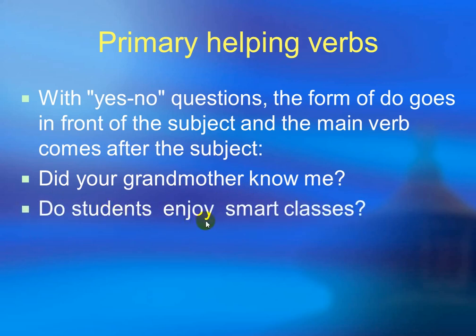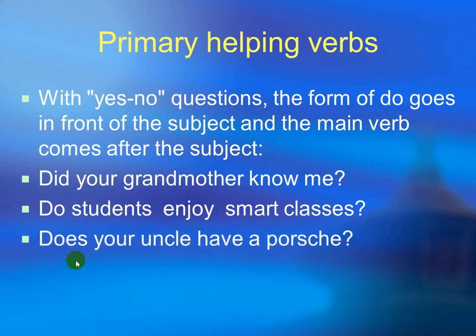Do students enjoy smart classes؟ أيضا هنا do هي helping verb، طبعا ده present simple واللي فات ده كان past simple. Do استخدمت في البداية وبعدين students اللي هو subject و enjoy المين verb. هنا does your uncle have a Porsche؟ It's a kind of car. Does وبعدين your uncle هو subject وبعدين have المين verb. ملاحظين طبعا احنا بنستخدم did و do و does مع البيس فورم يعني الشكل الأساسي من الفعل. هنا استخدمنا know، هنا enjoy، هنا have.